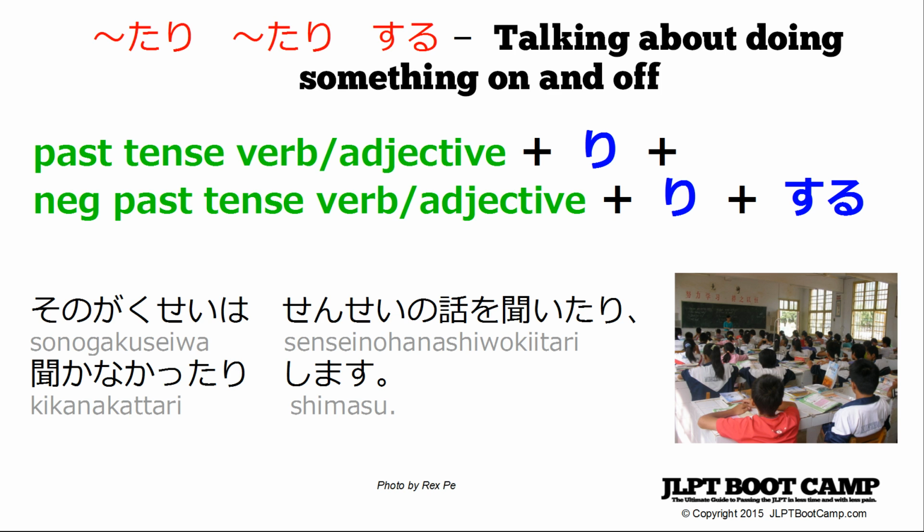And we link those two nouns with the no. And o is the object marking particle. Kiki is to listen, past tense, plus the ri. And then kikanakatari is kikanakatta, past tense of negative listening, so not listening in the past tense. And then shimasu. So this sentence basically means that the student listens to the sensei on and off, or listens to what the sensei is saying on and off.